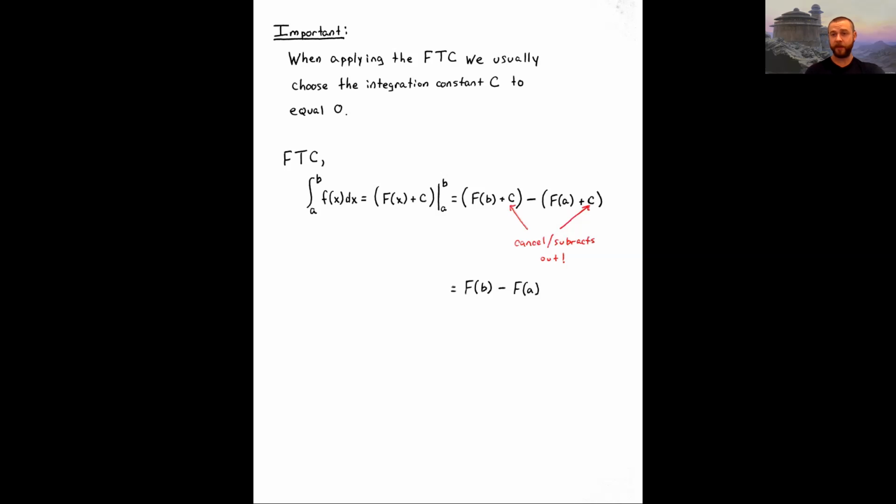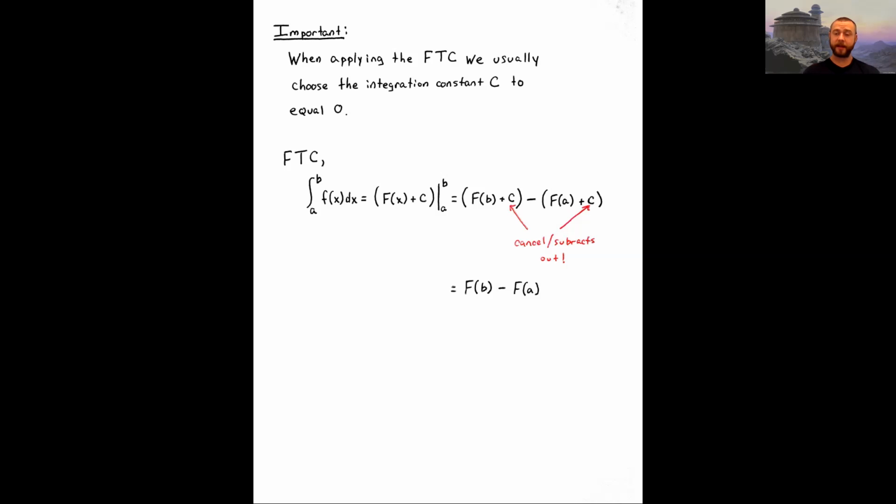So you can see here, you can include the plus c in your antiderivative, but it will always subtract out. So we're just going to advocate to just take it to be 0 to begin with. That way you're not left with any more difficult or cumbersome expressions. We'll just stick with adopting plus c equals 0 when using definite integrals with the fundamental theorem of calculus. The plus c will be 0.